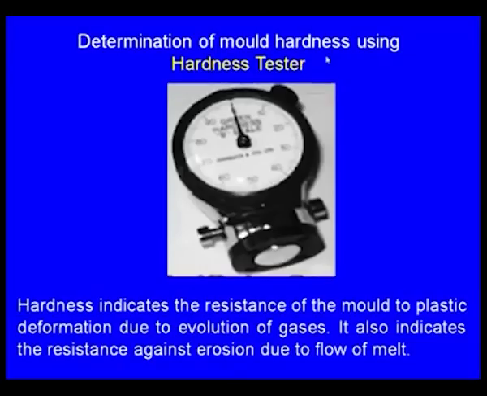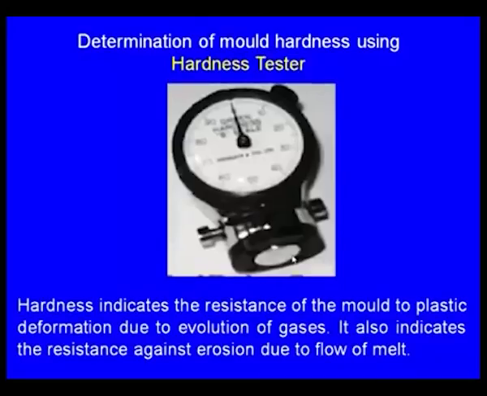Finally, this is the determination of the mold hardness. For measuring the hardness, this is a small device known as the hardness tester. There is a scale graduated inside the dial. Here we can see there is a small projection, and this is pushed when we want to find out the hardness.